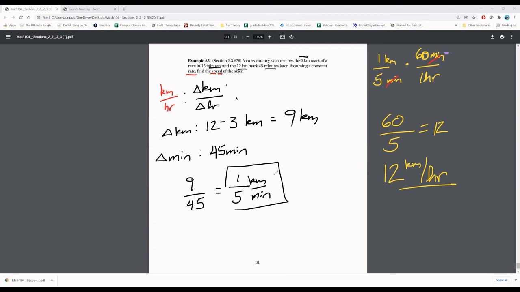So that is it for section 2.3. Next time we'll be covering even more about lines. All of chapter 2 is about lines. So look forward to that.